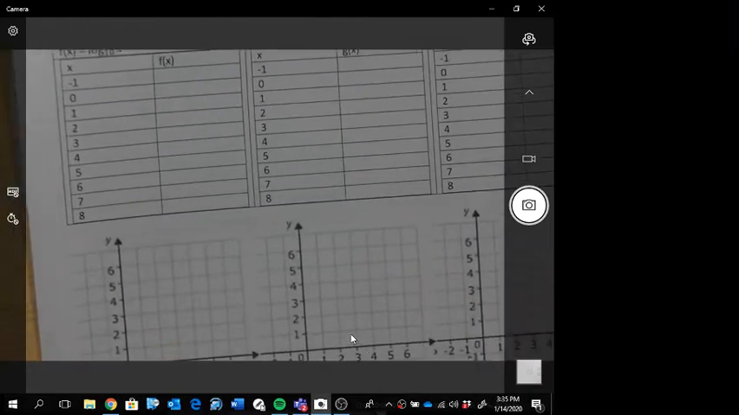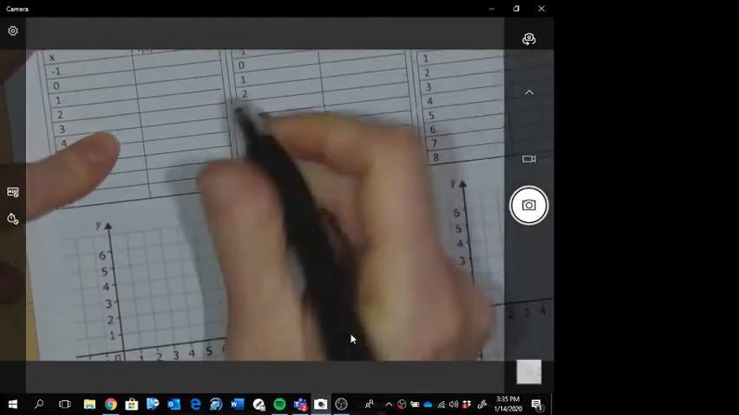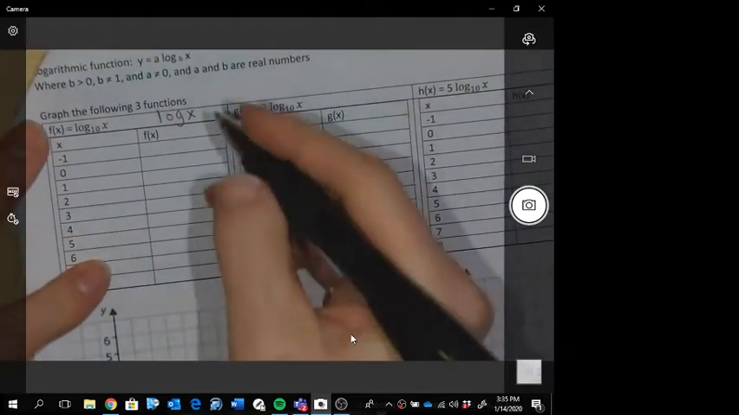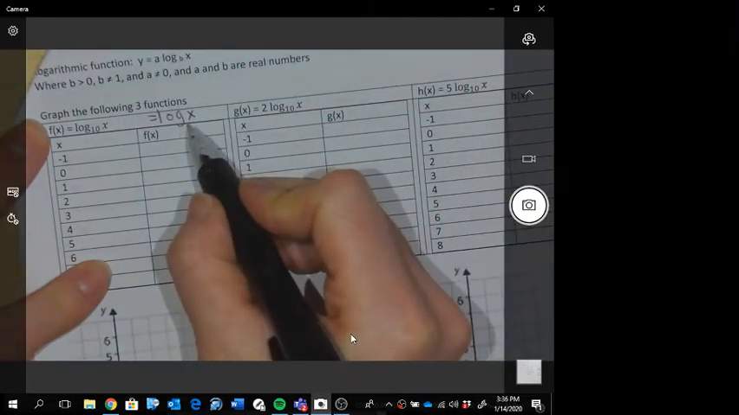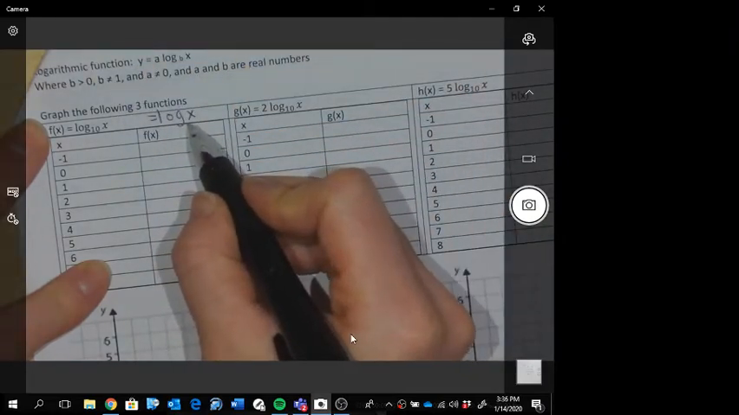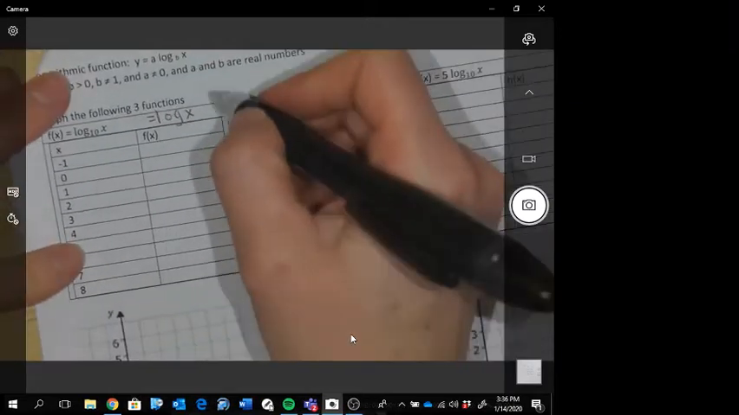So log 10 x is the same as writing just log x. When we write log x like this, we imply that 10 is the base. So what does this really mean?